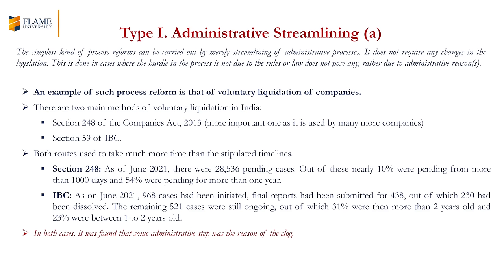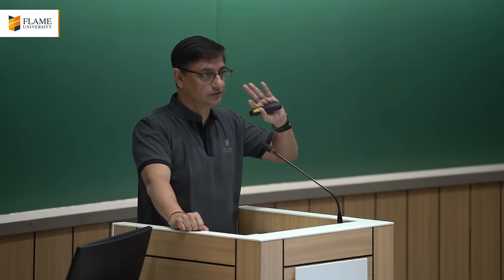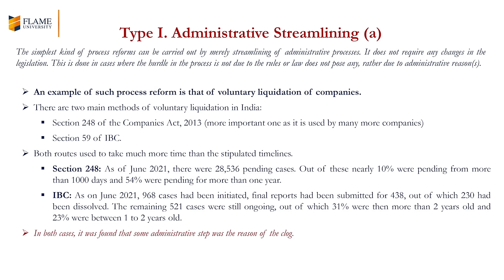Now, there are two ways in which companies can be shut down in India voluntarily. One of them is Section 248 of the Companies Act of 2013. This is the more important route because this is the simpler one. And I'm telling you about companies with which there are no cases and there's no problem. It's not like there is a dispute somewhere. And then there is Section 59 of the Insolvency and Bankruptcy Code. Although the Insolvency and Bankruptcy Code is meant largely for companies that are insolvent or bankrupt, there is a segment for voluntary shutting down. So there are the two routes. The first route is the preferred route because it's the simpler of the two.